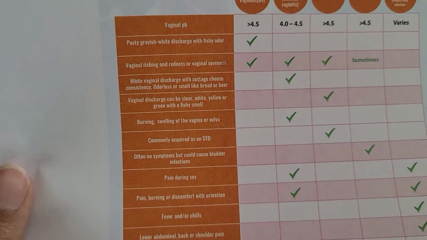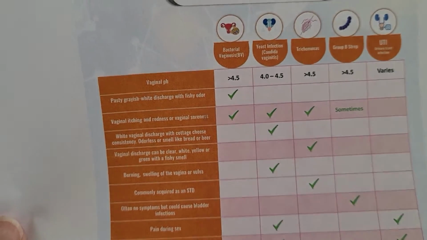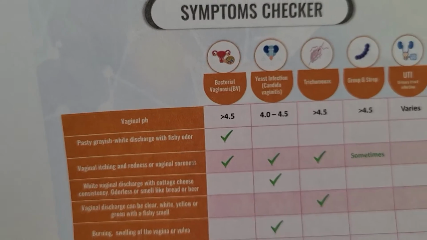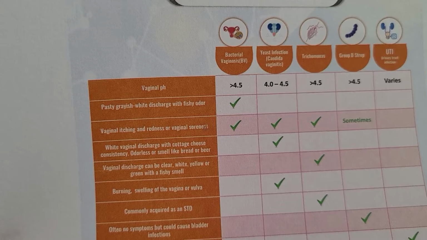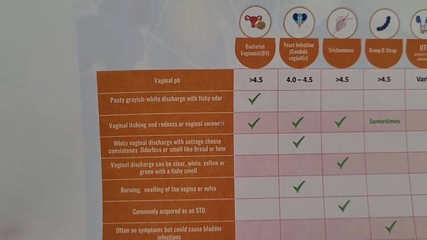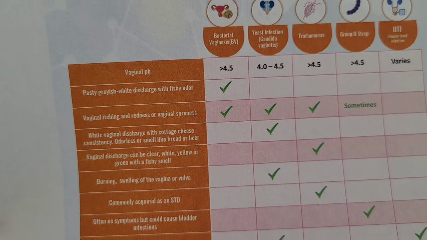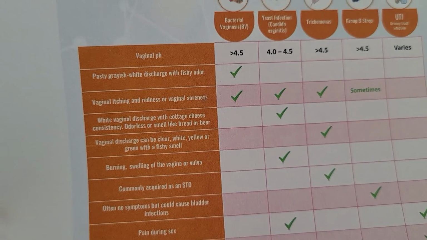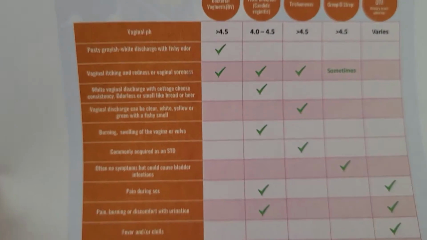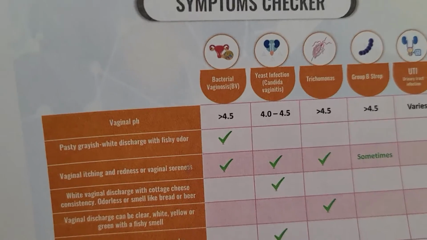So what you would do is look at what your symptoms are and see which one of the two diseases matches up most closely with the symptoms that you are having. Is it a grayish discharge with a fishy odor, vaginal itching and redness? That would be for bacterial vaginosis. For a yeast infection, you're going to have a different kind of discharge. It's going to be white, cottage cheese consistency, usually odorless. You're still going to have the vaginal itching. You may have burning and swelling in addition to that, and some pain during urination for the yeast infection.